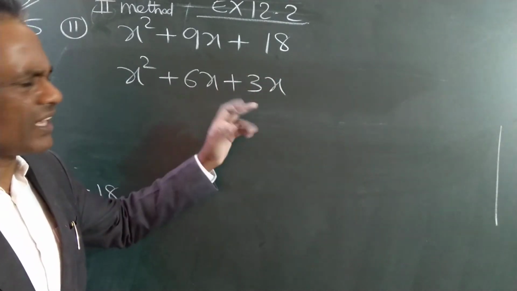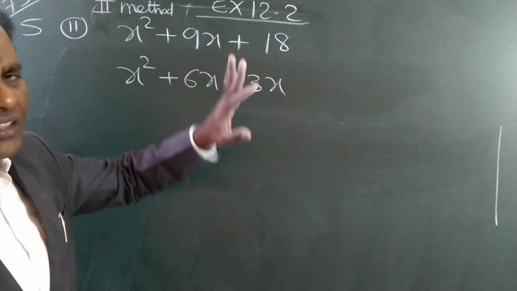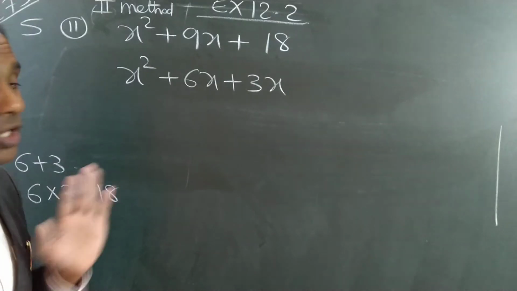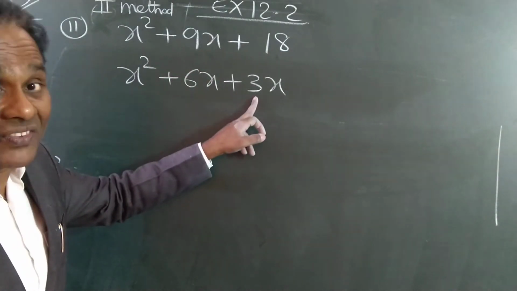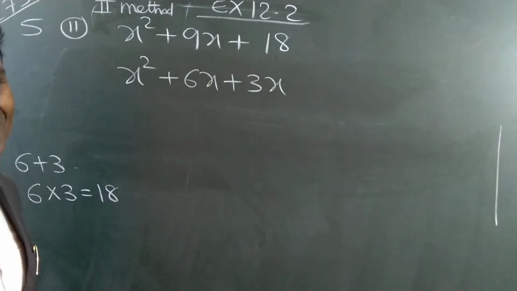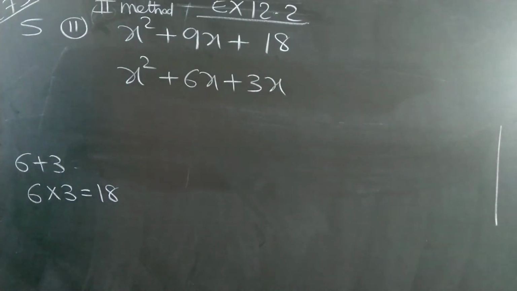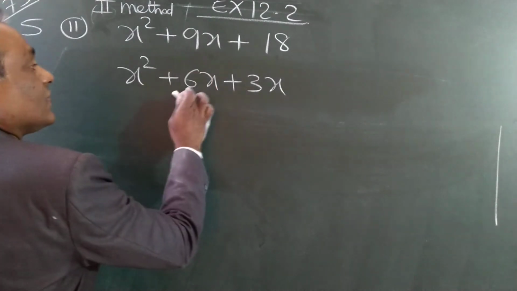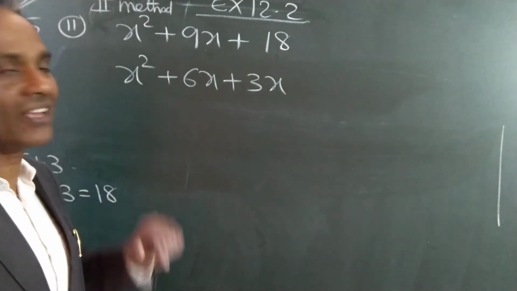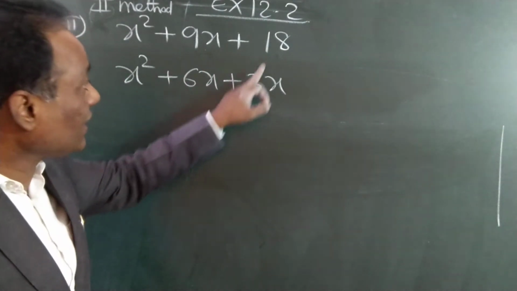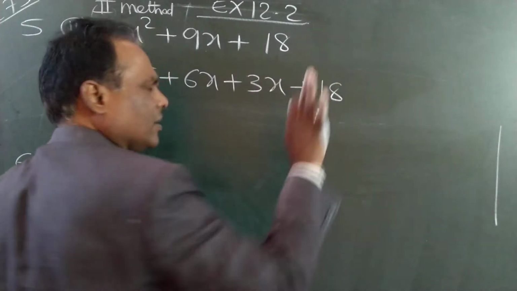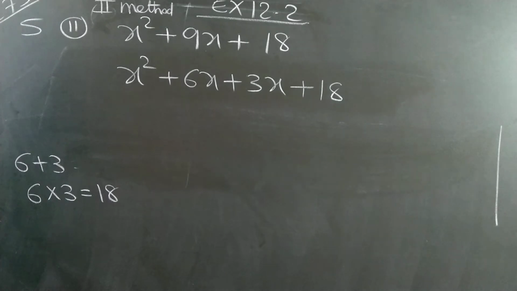And don't consider x into x. The x square is already there. So, just 6x plus 3x is 9x. Like that you have to split. You can even write it as 7x plus 2x. 7x plus 2x is 9x, but 7 into 2 is not 18. That you have to think. So, 9x is written as 6x plus 3x, because 6 plus 3 is 9. 6x plus 3x is 9x only. And again 6 into 3, 18. 18 you write the same.